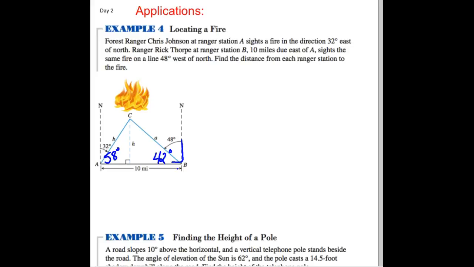Do we have a pair where we know both the side and the angle opposite it? Okay, no, but we can get one. Can we find angle C to pair up with side C? Yes. Okay, so that's our first step. Angle C would be 180 minus the two we are given. What do we get?